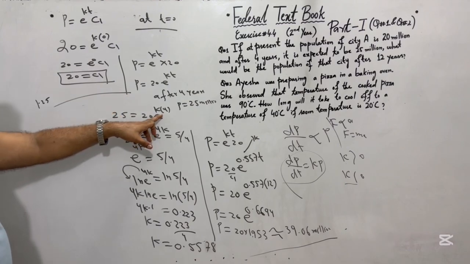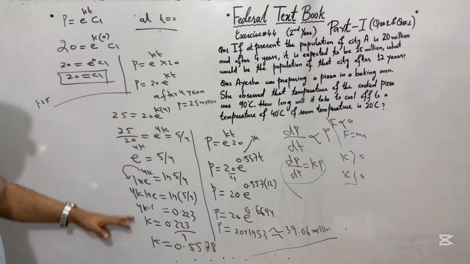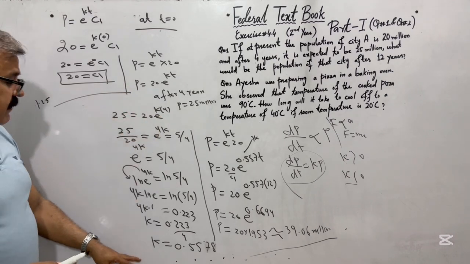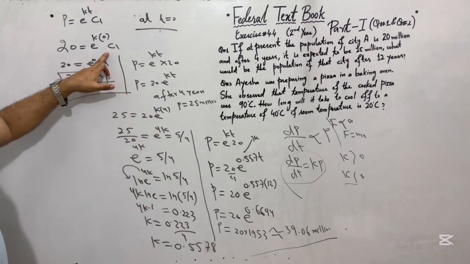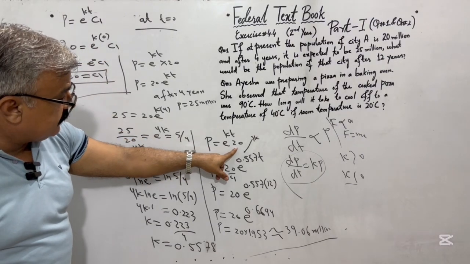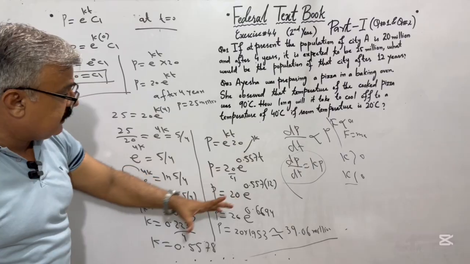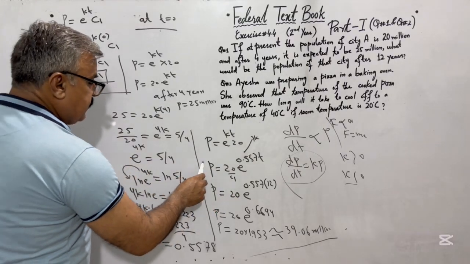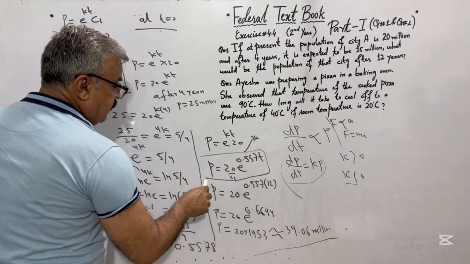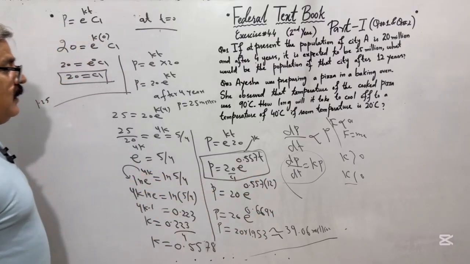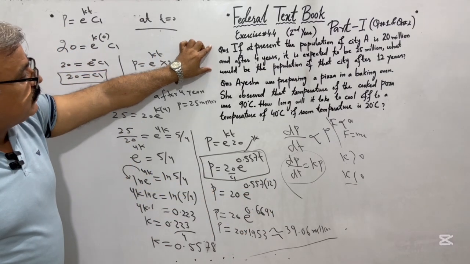After 4 years, I plug in the value t equals 4. Then I am in a position to find the value of K. Now I have both constants C1 and K. The value of C1 is 20, and the value of K is 0.557, raised to t. Now we have the equation of the population increase according to these conditions.